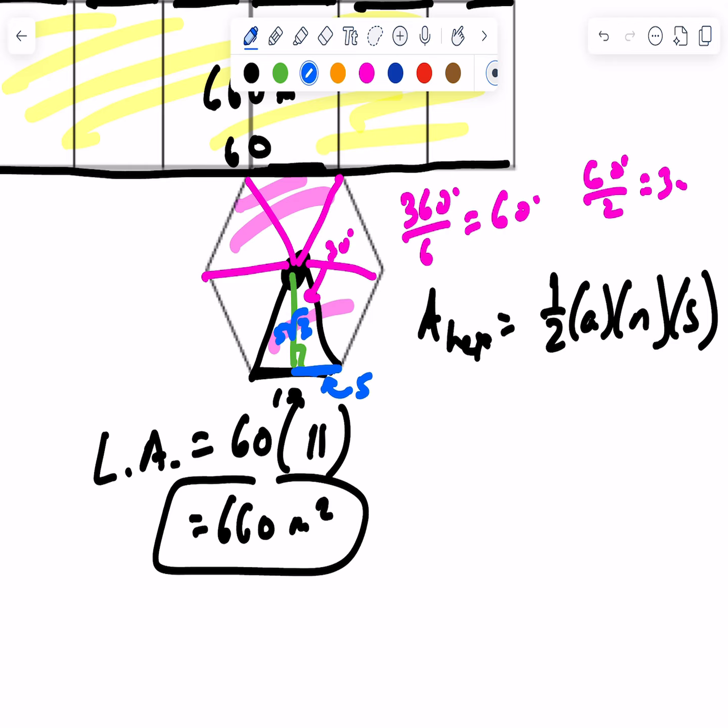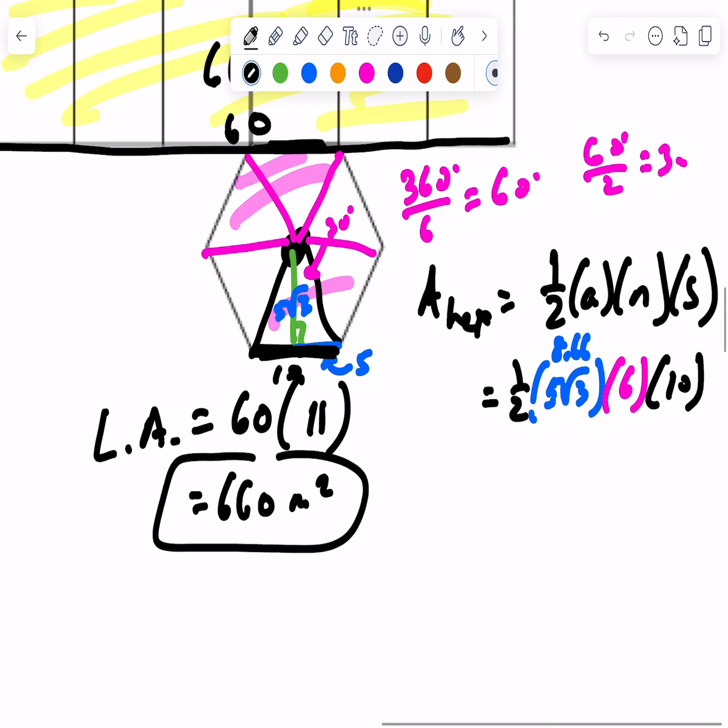So the area of our hexagon is 1/2 the apothem, which is 5 root 3, or 8.66 if you want to use trigonometry, times the number of sides, which is 6, times the length of each side, which is not 5. Remember, it is 10. Before we just punch this in, let's simplify. 6 times 10 is 60. Half of 60 is 30. 30 times 5 root 3 is 150 root 3.